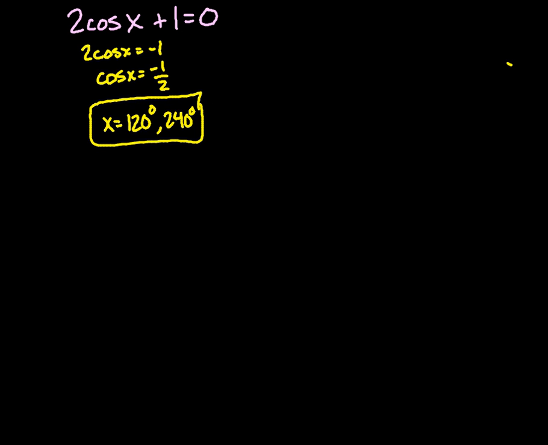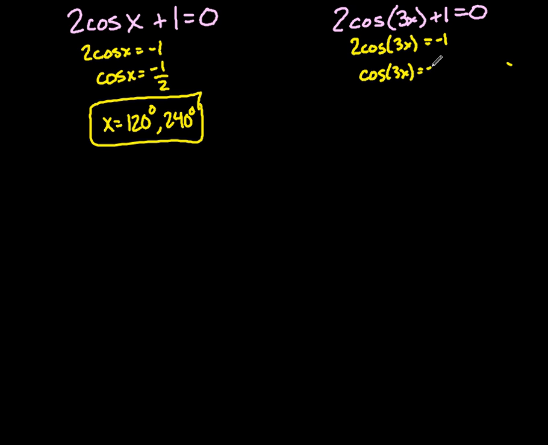Well, what we're doing today is just a little extra step. The only difference between these two problems is what's inside the trig function. In this one case it was x, in this case it's 3x. Well, guess what? We do nothing different. We still solve the same way to begin. Get the trig function by itself. So cosine of 3x equals -1/2.